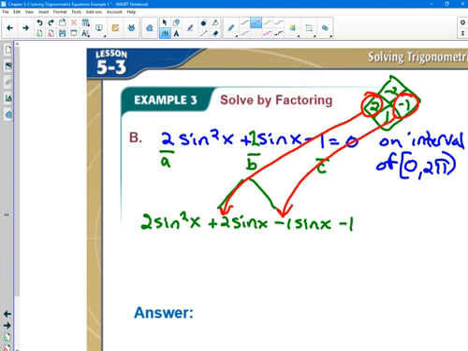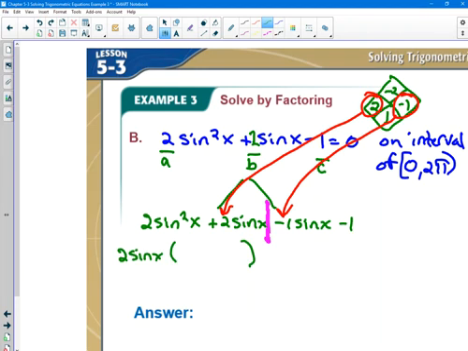Okay. So now what I'm going to do is put my imaginary line, you see me do this in class all the time. I put an imaginary line and I say I'm breaking my equation in half. And then I'm going to factor each side. So what's common to both the 2 sine squared x and 2 sine x? 2 sine x. So I'm going to take a 2 sine x out.